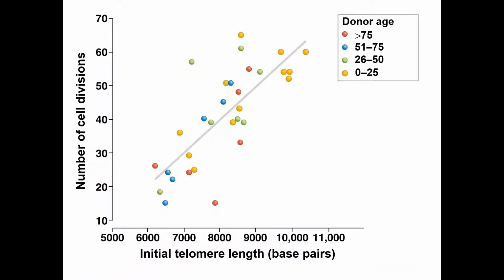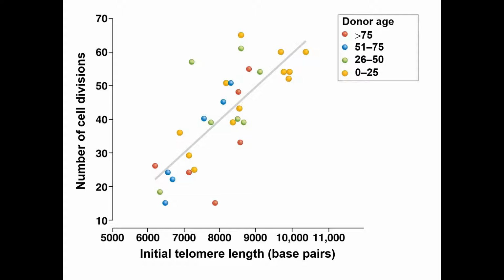Here, looking at initial telomere length and number of cell divisions, you can see that there's a positive linear relationship between the initial length of the telomeres and the number of cell divisions. The longer the telomere length, the more cell divisions it can undergo before it stops. The shorter the telomere length, the fewer cell divisions it can undergo. So the telomere length is tied in with basically the age of the cell.